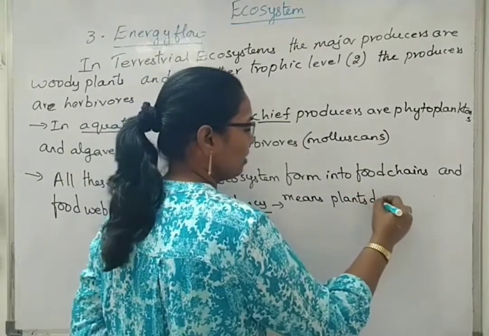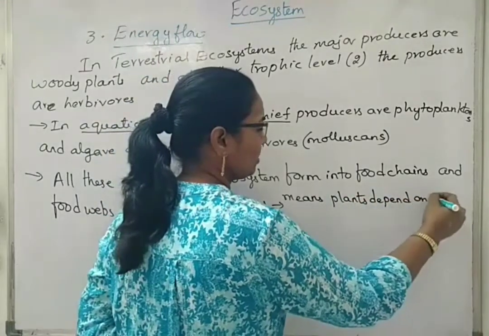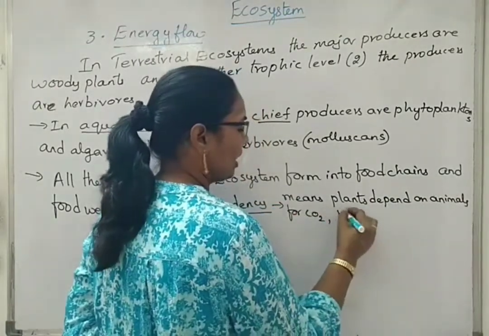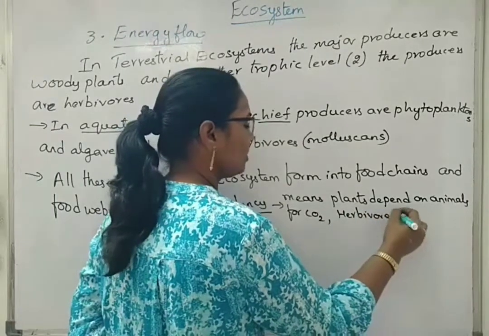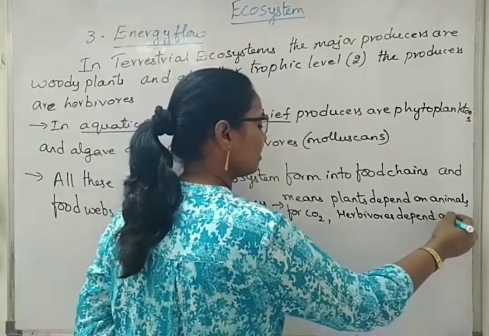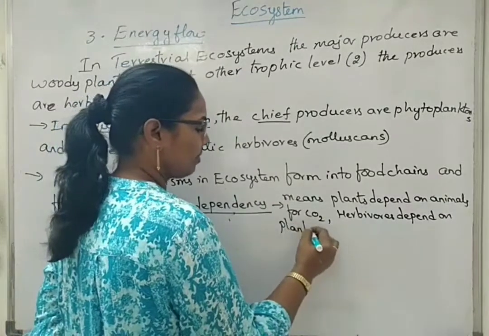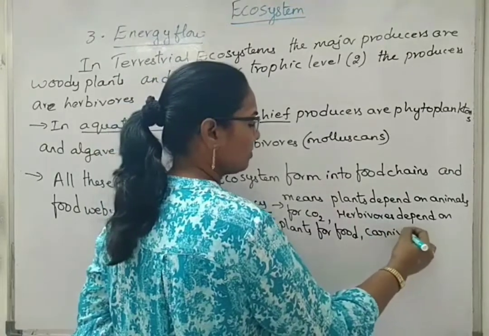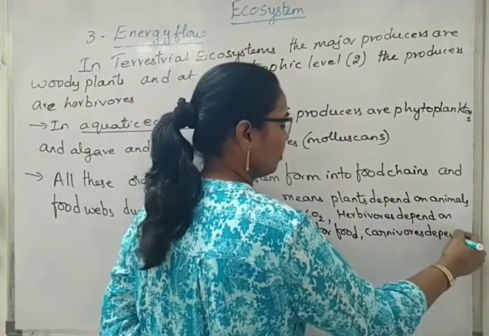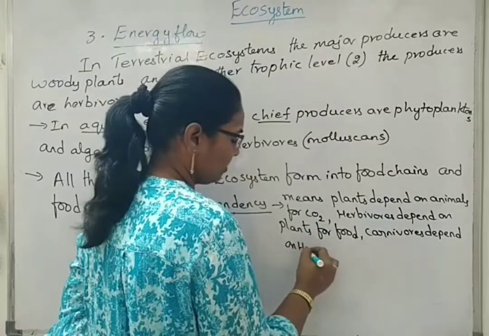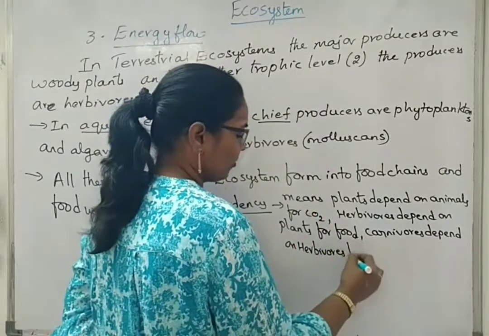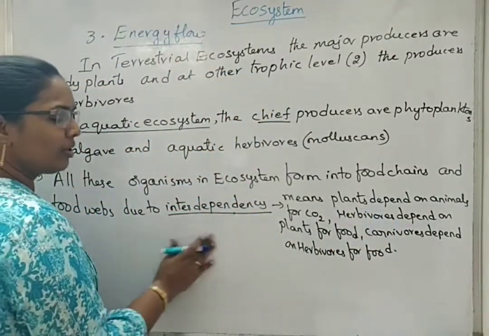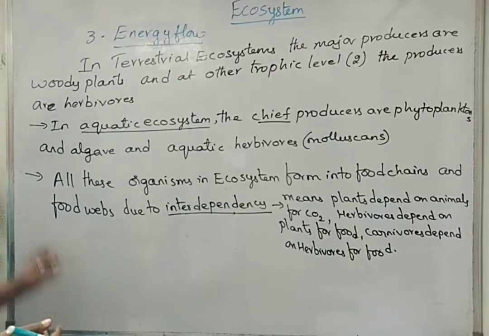Plants depend on animals for CO2. Herbivores depend on plants for food. Carnivores depend on herbivores for food. So this type of condition is called interdependency.